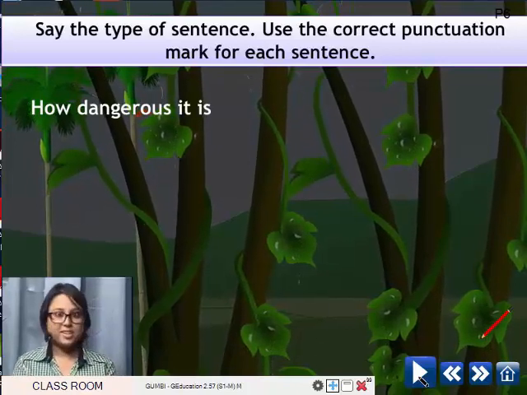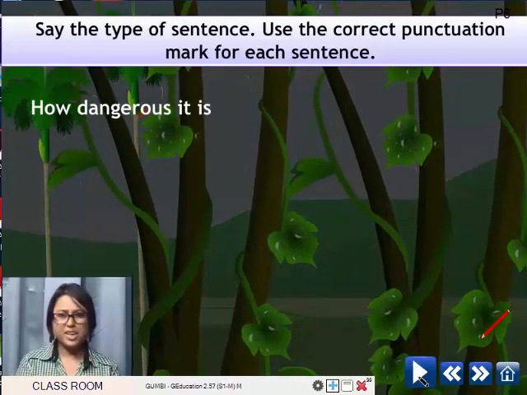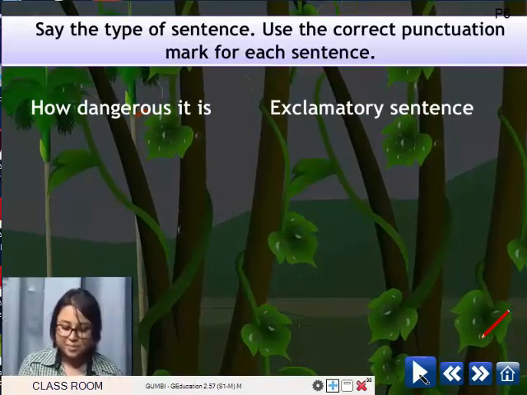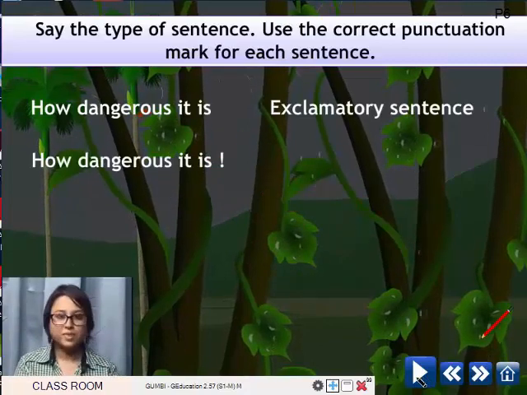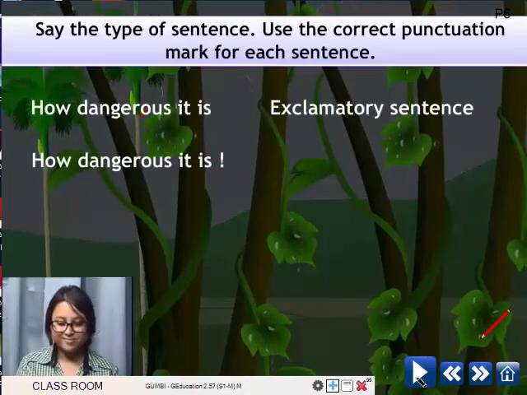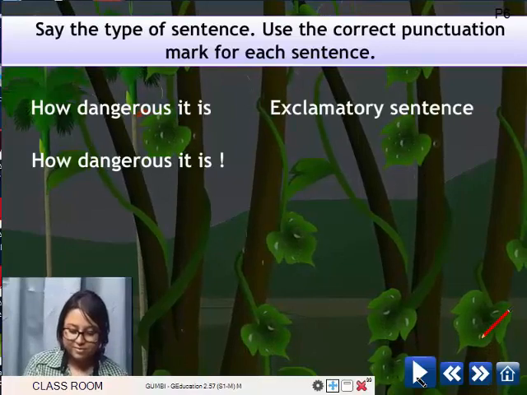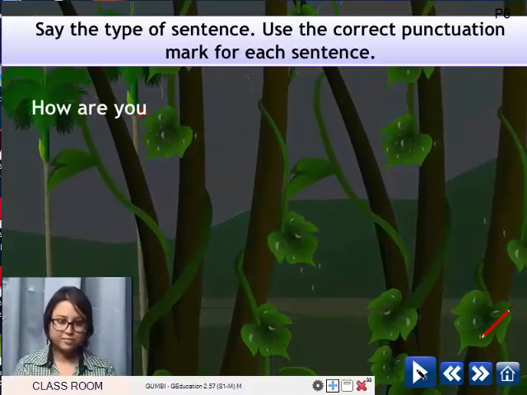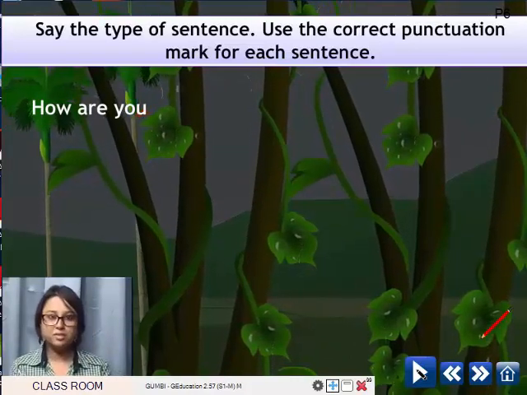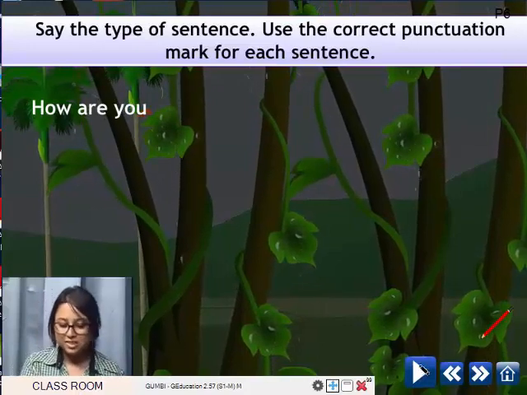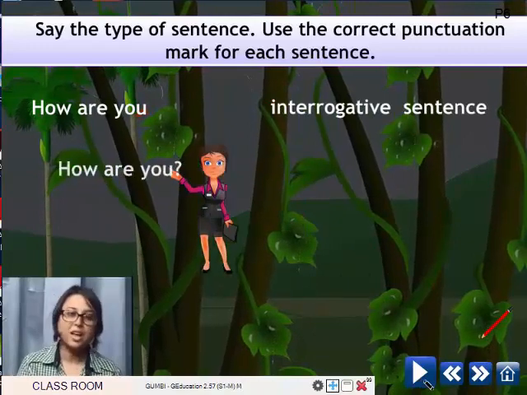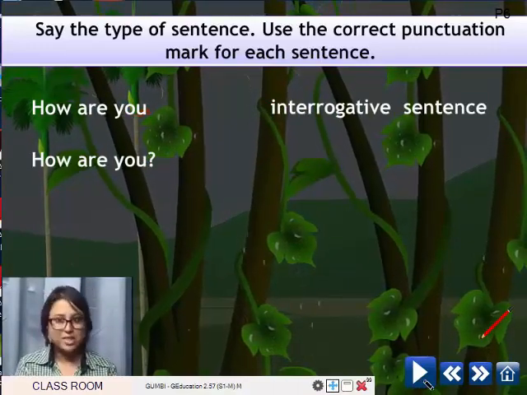How dangerous it is. Exclamatory sentence. Exclamation mark. How are you? This is very easy. Question. So, how are you? Question mark.